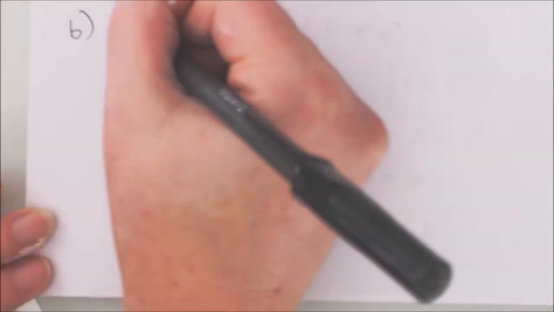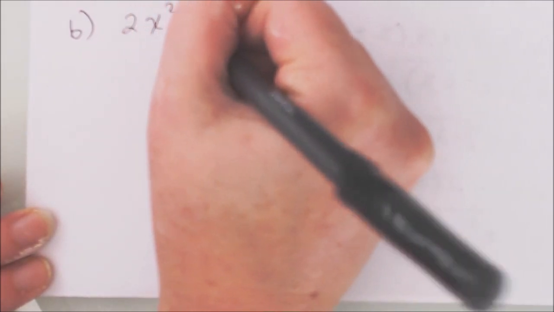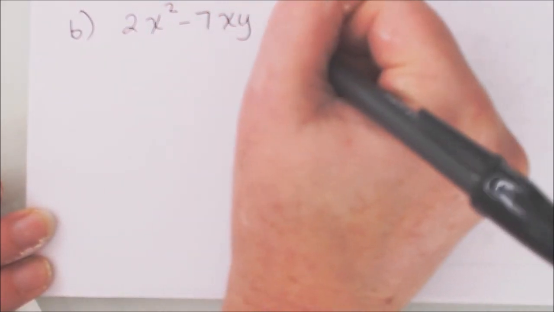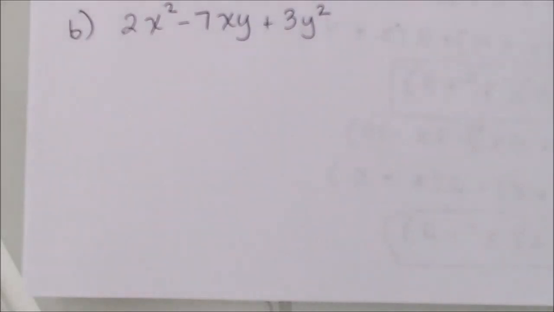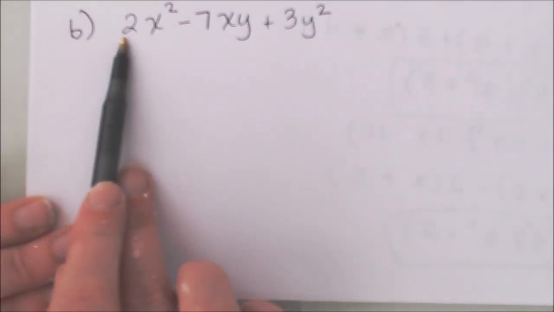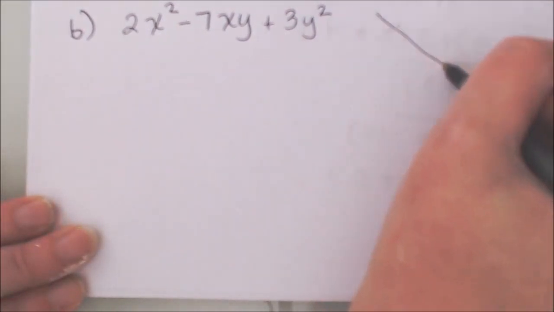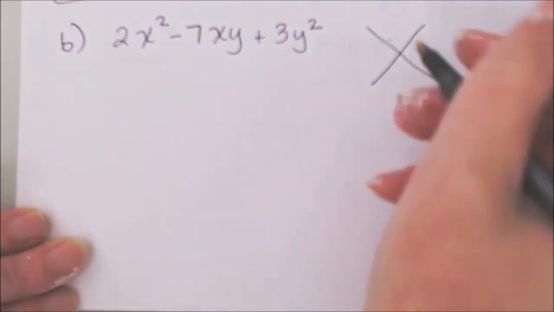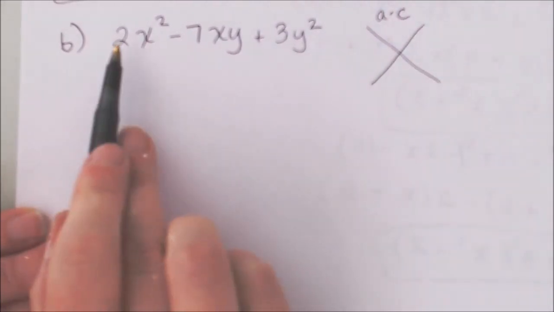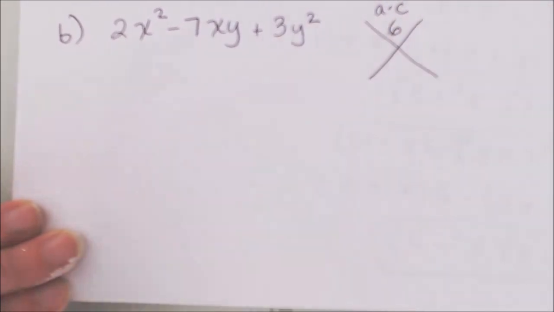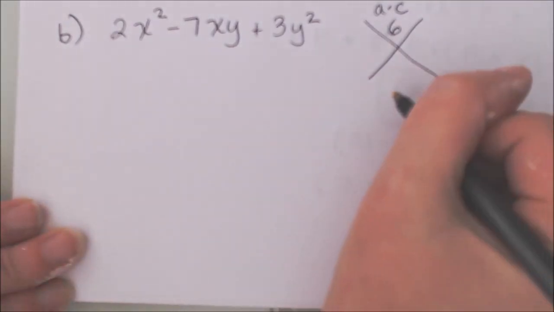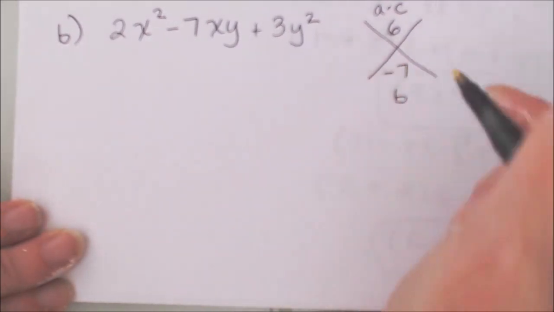So let's take a look at this trinomial here. We've got 2x squared minus 7xy plus 3y squared. This time we have two variables. That's okay. The way we're going to get the numbers is the same. Notice the leading coefficient a is not equal to 1. So I'm going to use the AC method again. I'm going to multiply a times c. So a is 2, c is 3. So that gives me a positive 6 for a times c. And then b goes on the bottom. That gives me a negative 7.